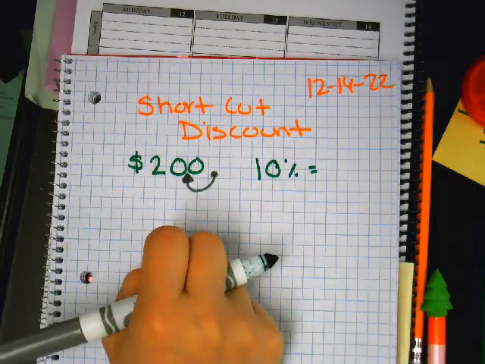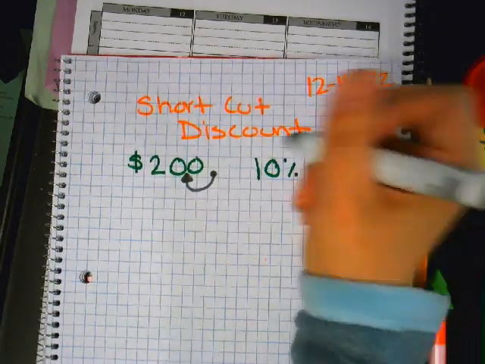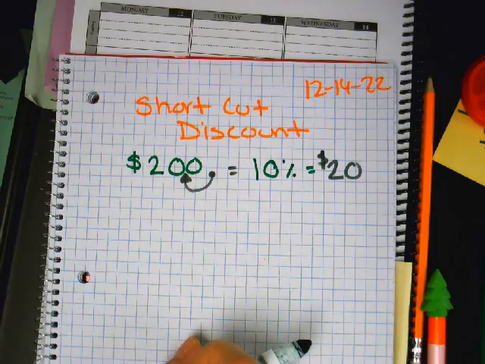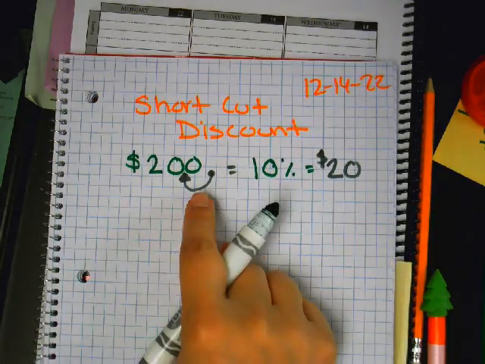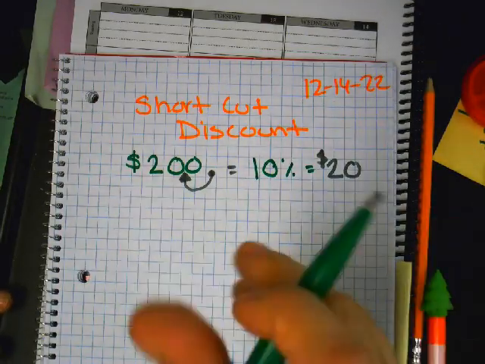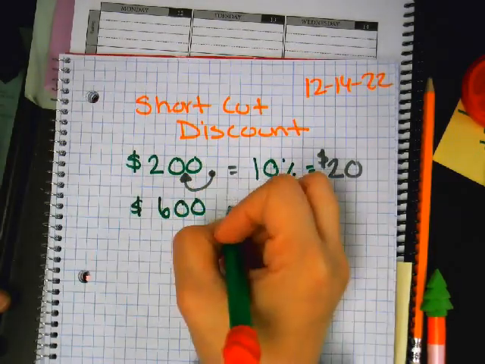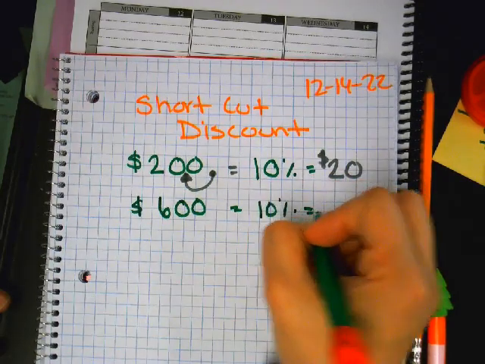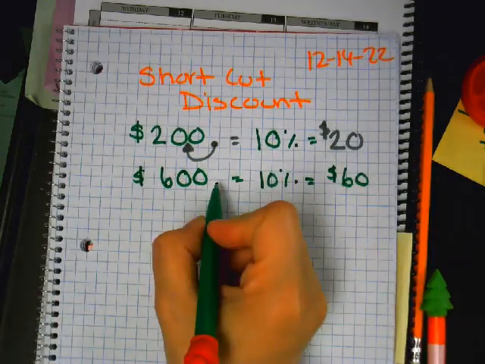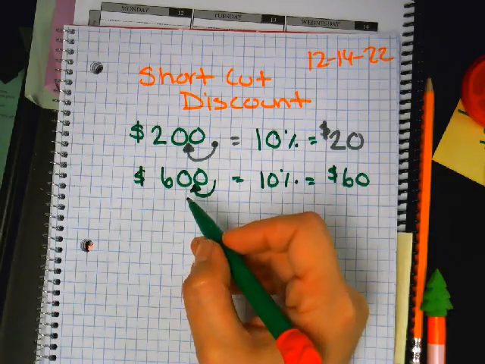Guess what? This is your answer. How much money is this? 20. So 10% of $200 is $20. Okay? What if I have $600? What is 10%? Did you do any math? No. All you did was move the decimal over one time. So when it's 10%, you just move the decimal over one time and you're done.